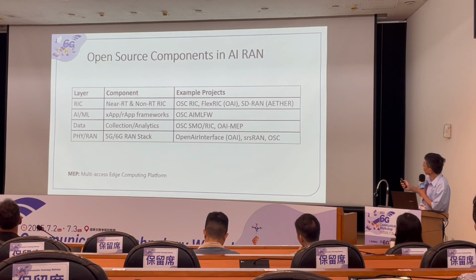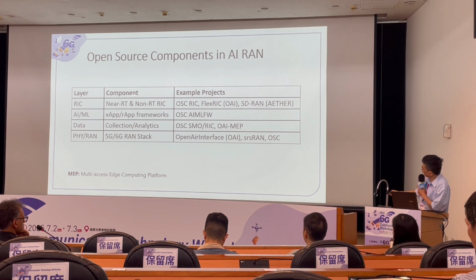For open source, we just mentioned RIC, AI/ML, data collection, physical layer, RAN. We already have many open source projects there, especially in OSC. OSC has RIC, OAI also has FlexRIC, the ONF project has SD-RAN. OSC has an AI/ML framework. Actually, in our project, Professor Luis also provides a new AI/ML framework. They are also working with OSC.